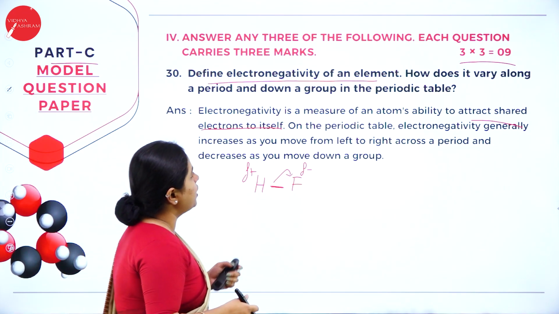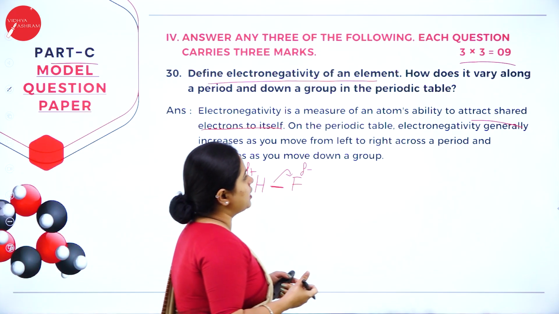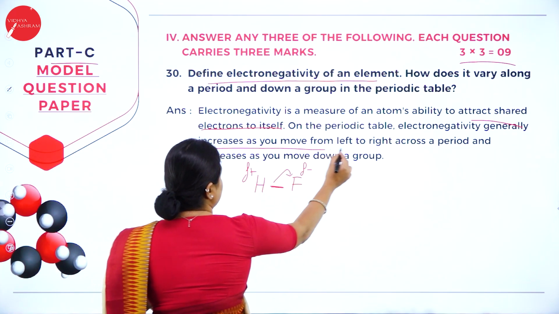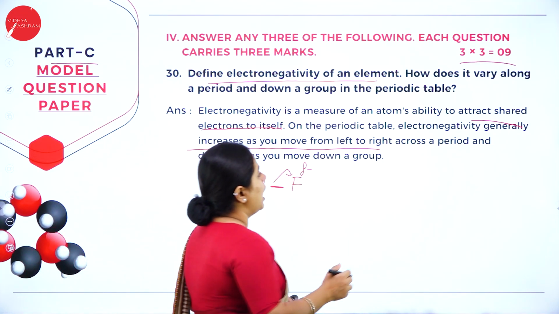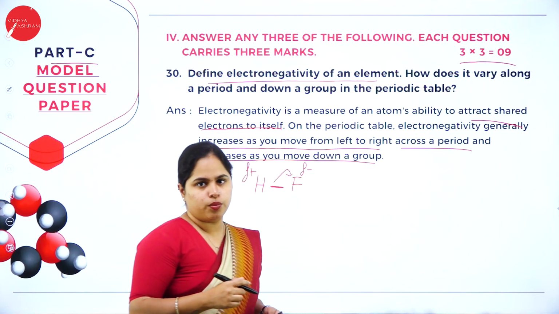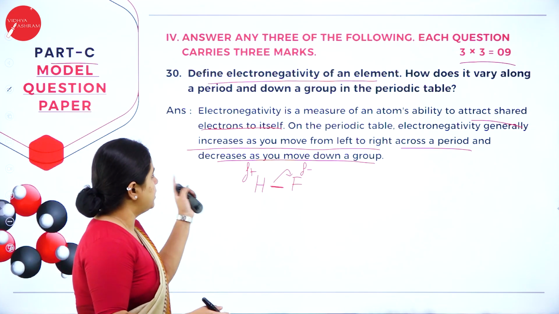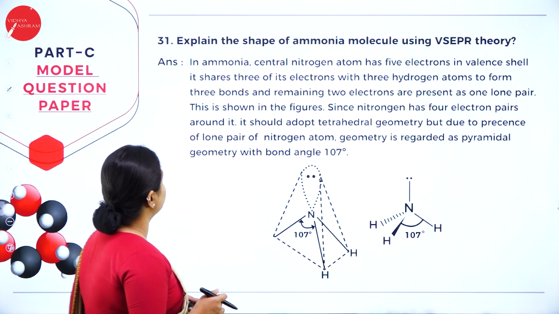Okay, now the next part, how does it vary along the period and down the group? So on the periodic table, electronegativity generally increases as you move from left to right. So across the period, what happens? It increases, and decreases as you move down a group. Okay, as you move down the group, the electronegativity decreases. So this is the 30th question. Moving on to the next one.